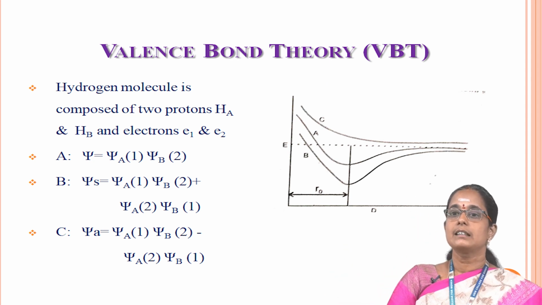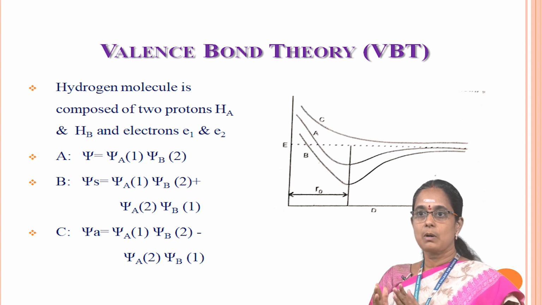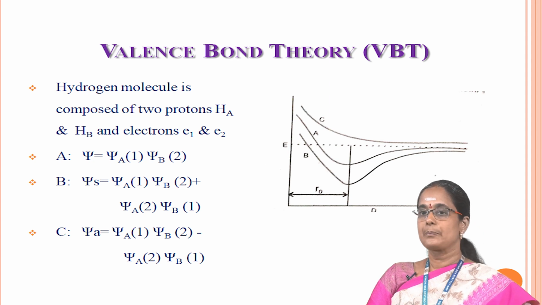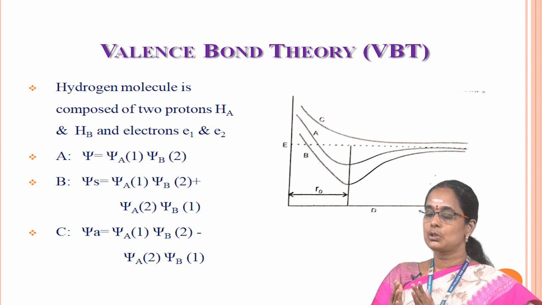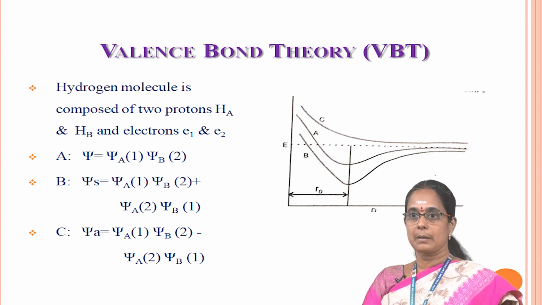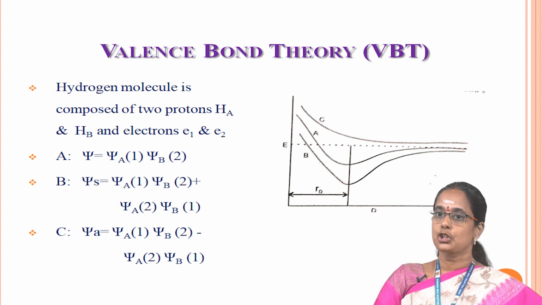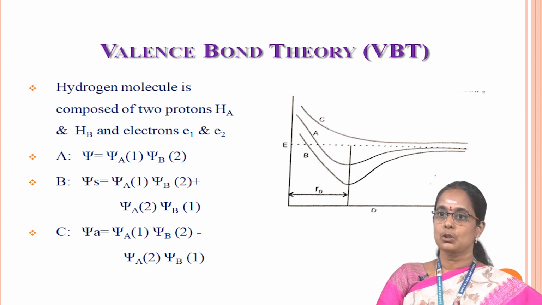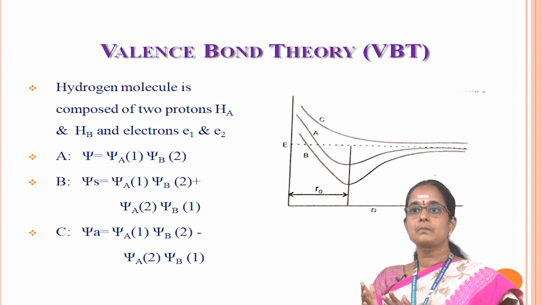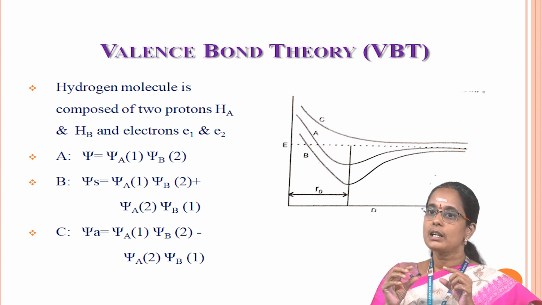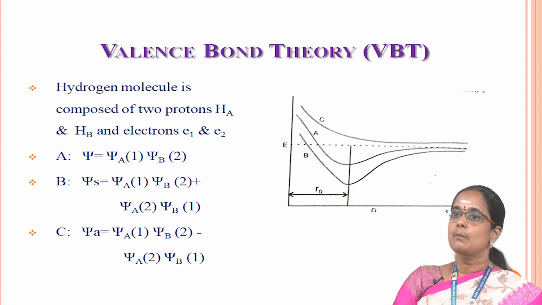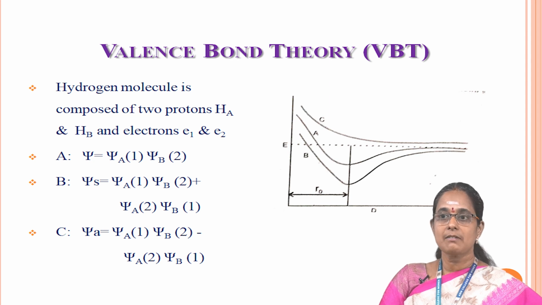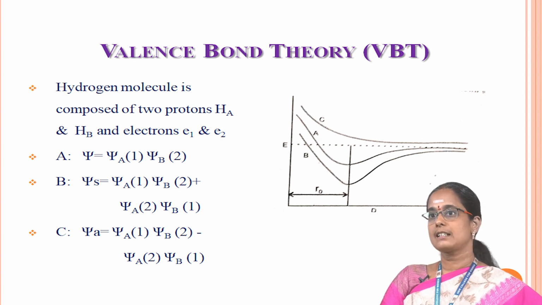In graph A, psi is equal to psi A1 psi B2. In B, psi is symmetrical, that is psi A1 psi B2 plus psi A2 psi B1. And graph C shows psi antisymmetrical, that is psi A1 psi B2 minus psi A2 psi B1. There is no defect in the calculation. The bonding energy is only 6 kilocalories per mole, while the experimental value is 104 kilocalories per mole.